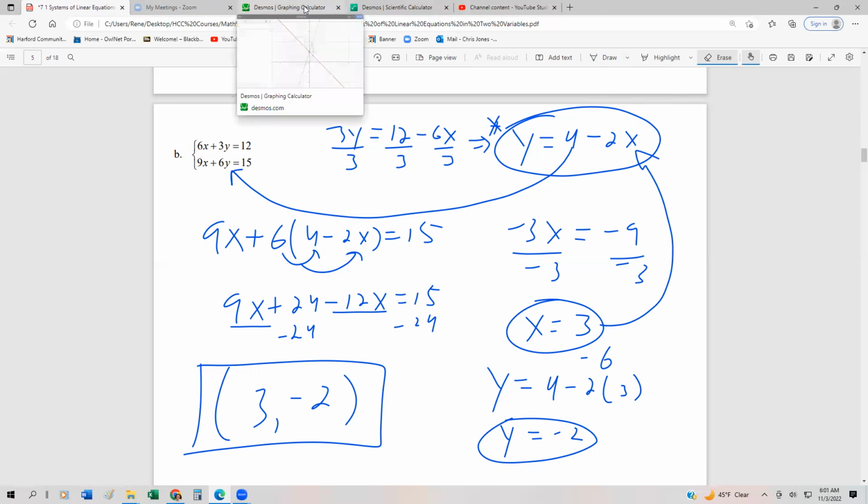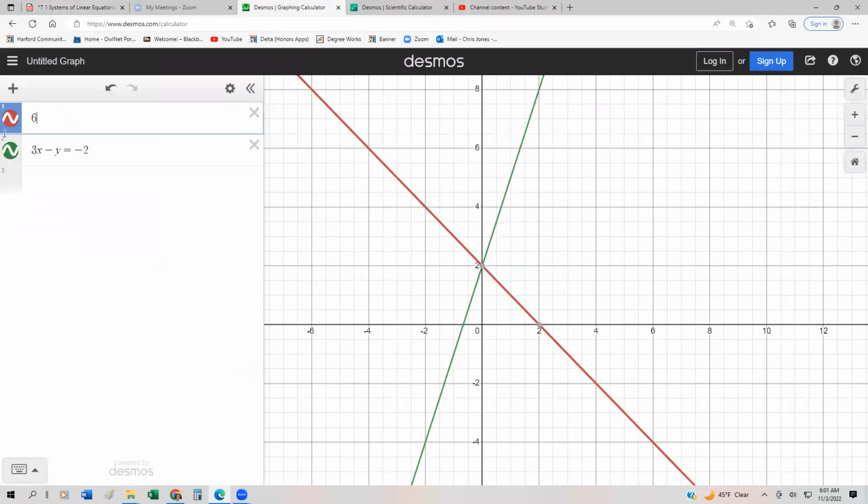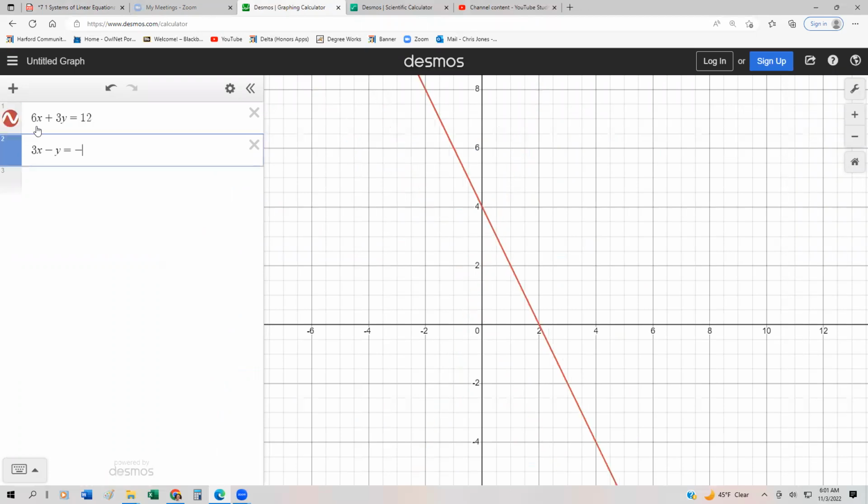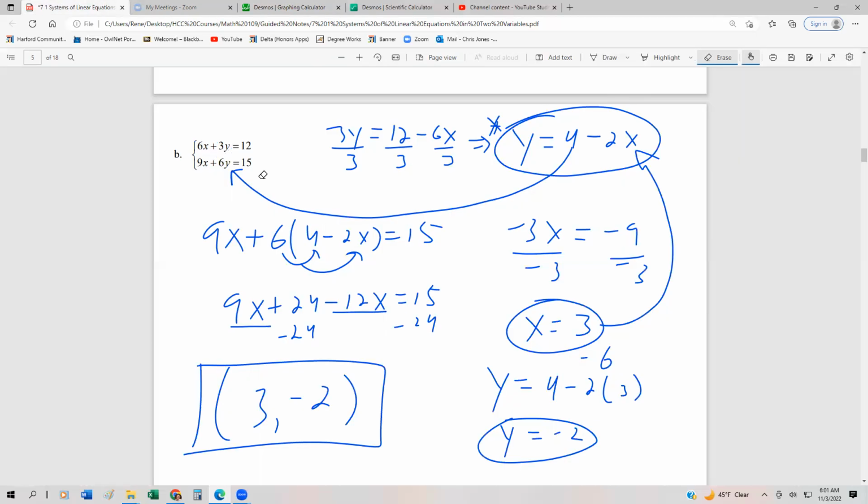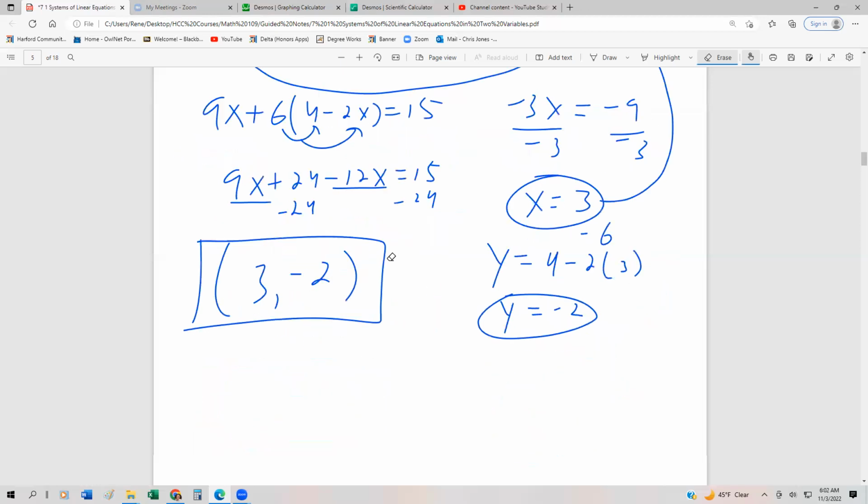So in our calculator, we had 6x plus 3y equals 12, and then we had 9x plus 6y equals 15. Down here, we have the point (3, negative 2). So either we got really, really lucky, or it's the right solution. And it is indeed the right solution for this.